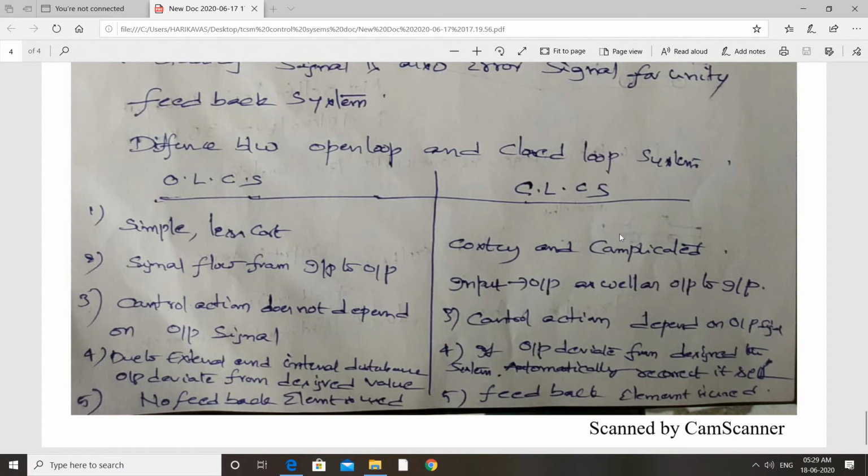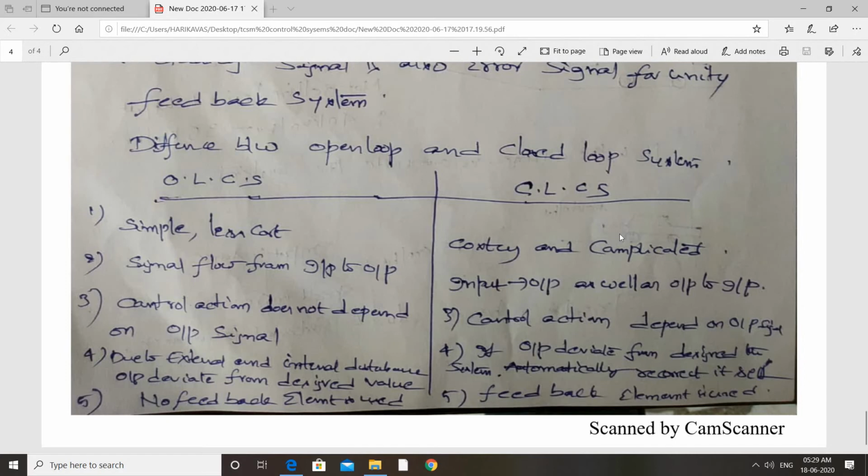Generally, automatic means closed loop control. What is the meaning of a closed loop control system? Whenever the output deviates from the desired value, it is automatically corrected. But whenever that word comes, you shouldn't think it is only closed loop control systems. We will check it once again. What is the function of the automatic washing machine? The cleanliness of the clothes. So control action depends upon the output signal. Am I right?